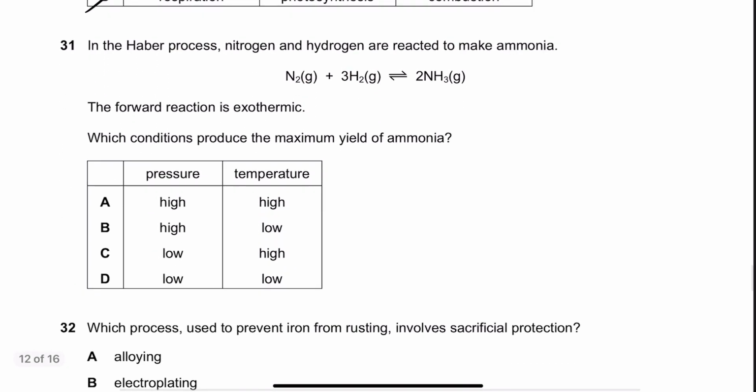Okay, so in the Haber process, nitrogen and hydrogen are reacted to make ammonia. The forward reaction is exothermic, so forward is exo and the backward is endo. It asks how I get the maximum yield of ammonia. If I reduce my temperature, the system will favor the exothermic direction and more ammonia will be formed. So let's have a lower temperature.